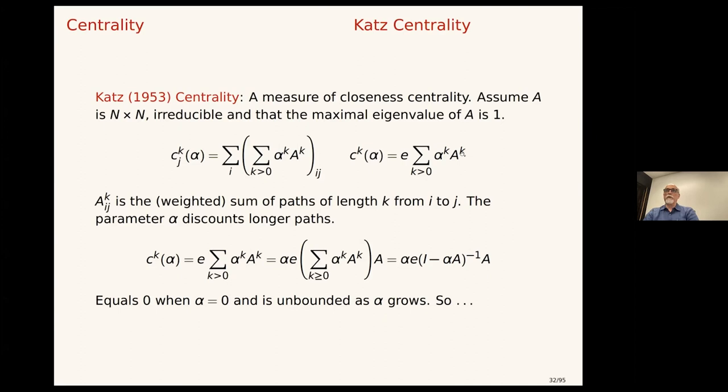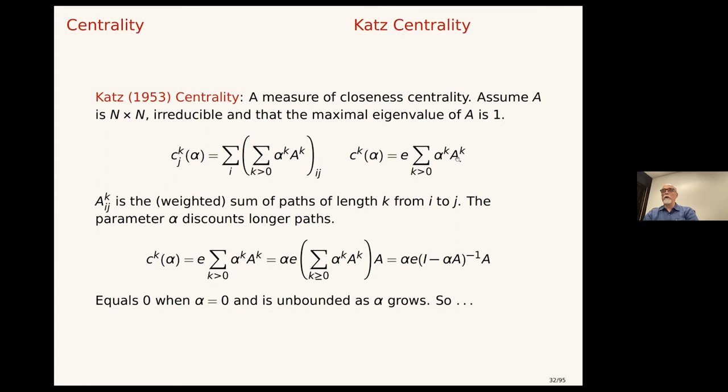We are counting the number of paths of length K, but then what we're doing is we're discounting the longer paths according to their lengths, so that longer paths count less than shorter paths. Okay, so this alpha is a discount factor. What we're really doing here is we're taking a present discounted value.